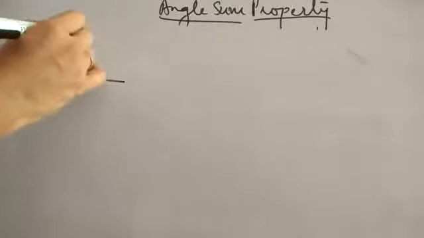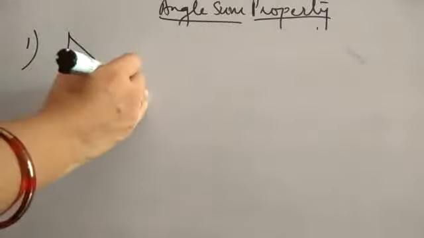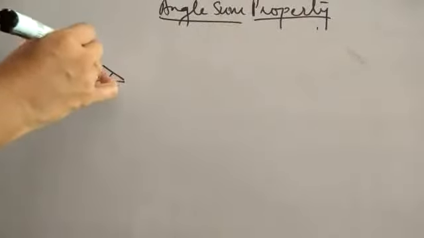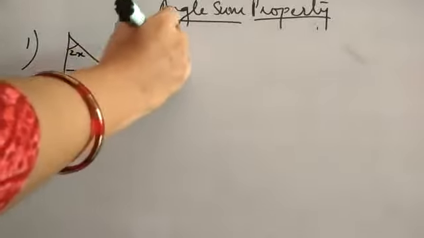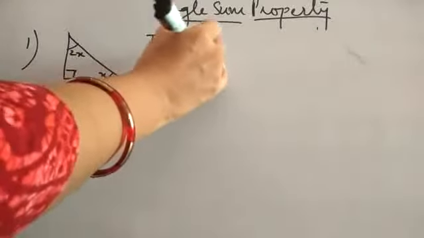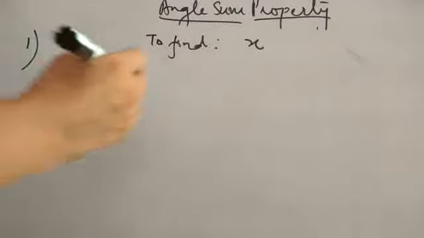Now the first example, see the figure. This is a 90 degree angle. One angle is x and the other is 2x. You have to find the value of x. See how you will do it.